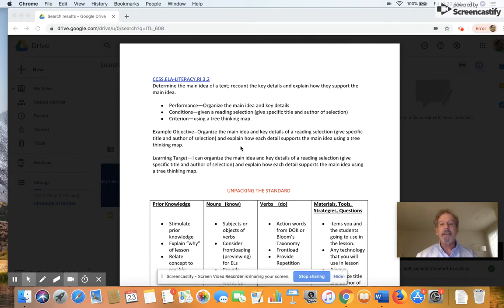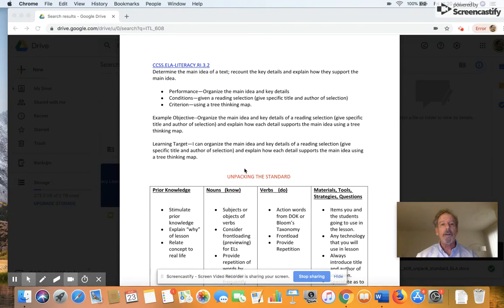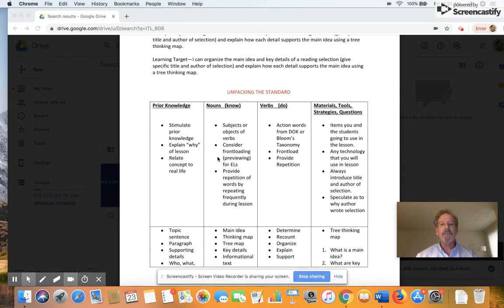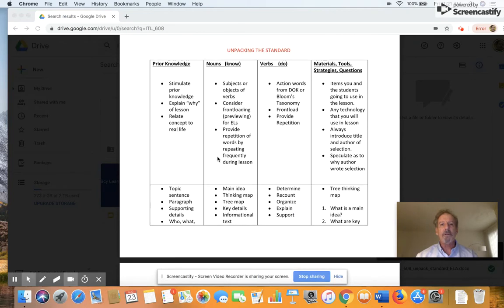So here's the example objective. Organize the main idea and key details of a reading selection, give specific title and author of selection, and explain how each detail supports the main idea using a tree thinking map. And then I always suggest writing the learning target on the board for students in first person so that the students are reading: I can organize the main idea and key details of a reading selection with the specific title and the author of the selection, and explain how each detail supports the main idea using a tree thinking map.